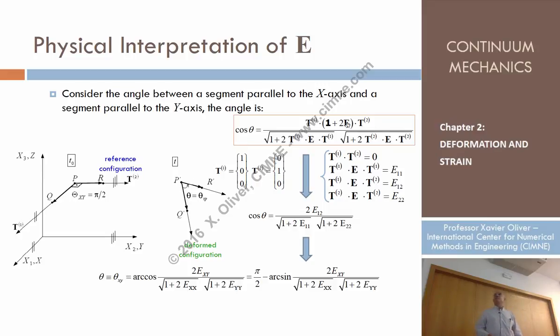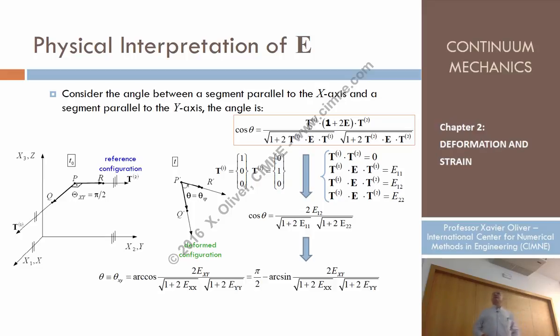How do I know it? Well, I use this formula. This formula says that the cosine of this angle can be obtained just by doing this operation. Okay? So this operation, maybe, well, this part I know. What is this part? This part is the operation I've done before. This is 1 plus 2 E11, and this is 1 plus 2 E22. Okay, that's something that we have seen before: T1 E T1 is E11, T2 E T2 is E22.